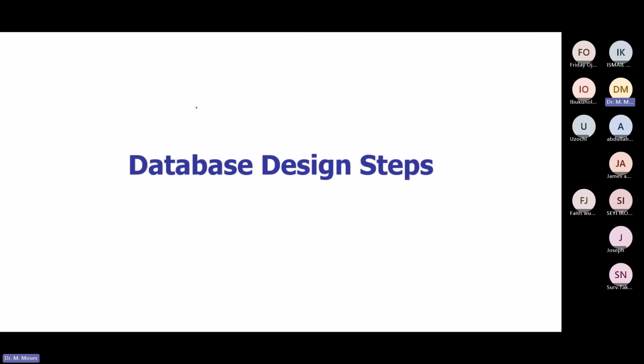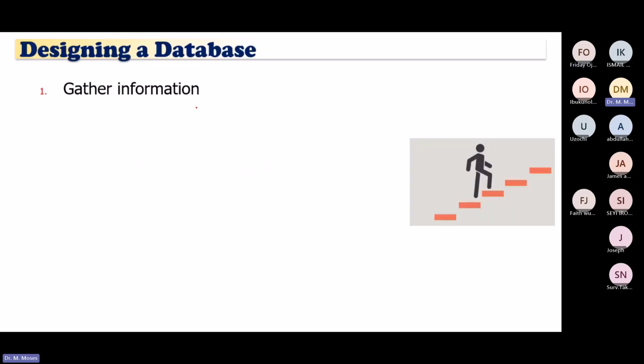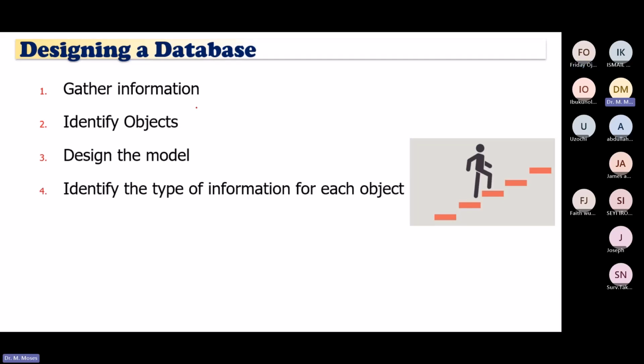Then we quickly looked at database design step. What are the steps we follow when you want to create a database? If after this class you decide that, oh, I want to create a database for something, what should be the step? First, you have to gather the required information, very important. When you gather the information you want, you identify the object you want to store the information about. Is it about clients? Is it about land? Is it about student? Then you design the model in terms of entity relationship, define each table, what information will be stored and what type of information. Should the information be numbers?